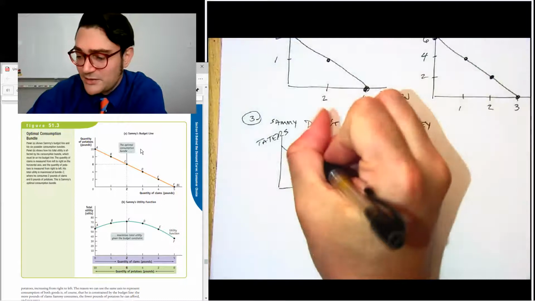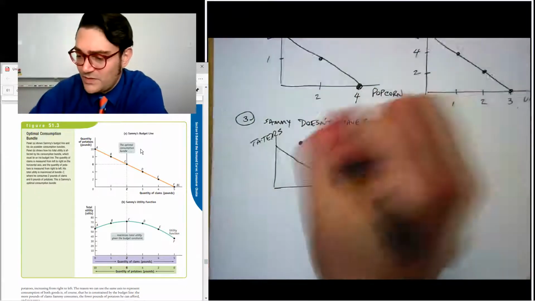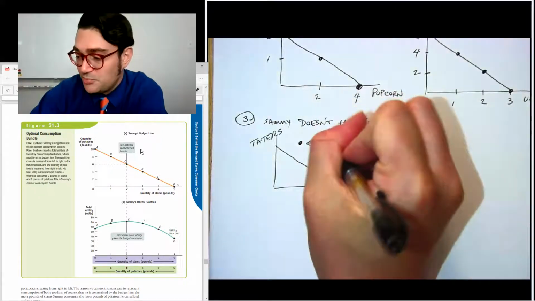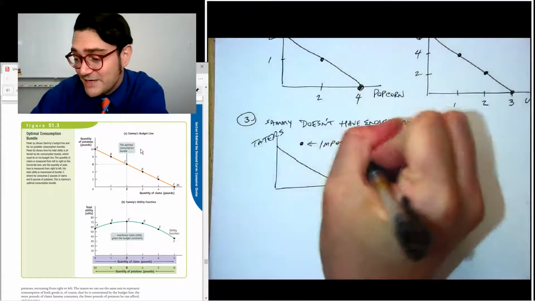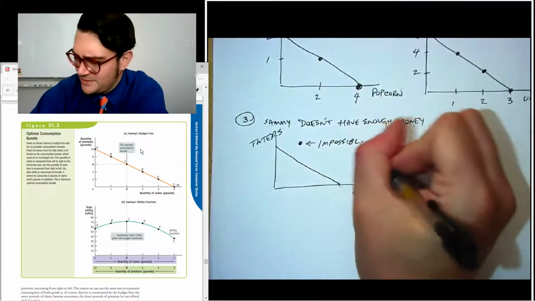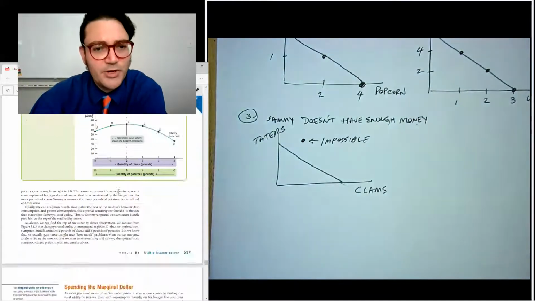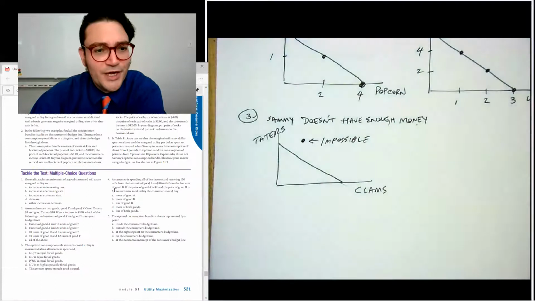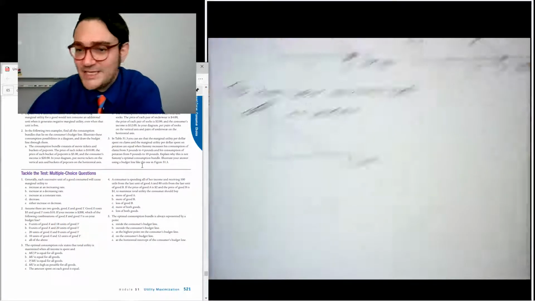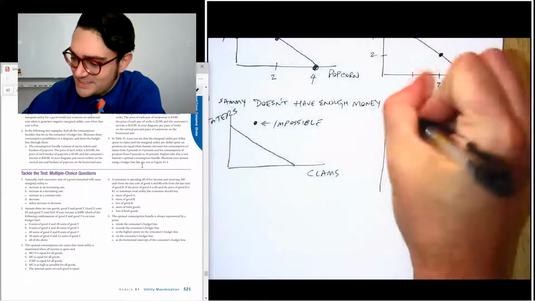So that would be out here, and that's an impossible point because he doesn't have that kind of money. That is totally impossible. No, it's spelled right. I had a brain fart. Okay, moving on. Done with number 3. Let's take a look at the multiple choice problems. MC number 1.